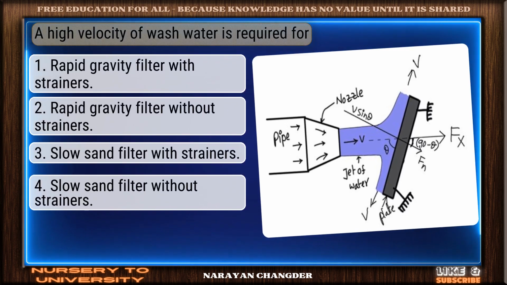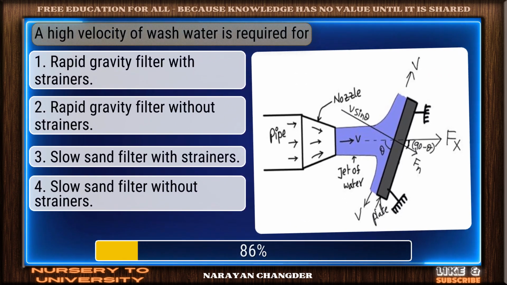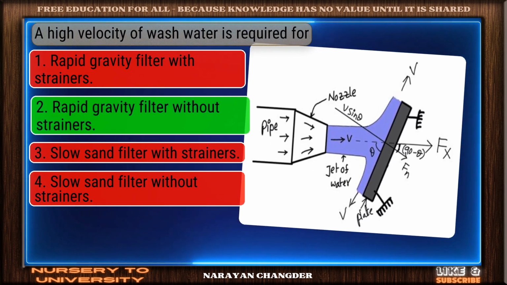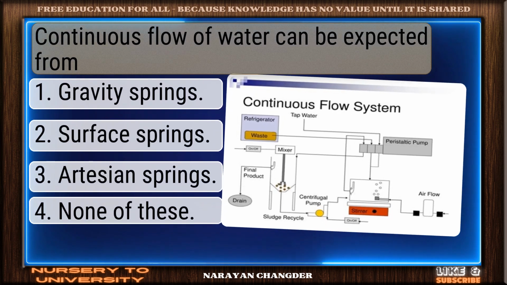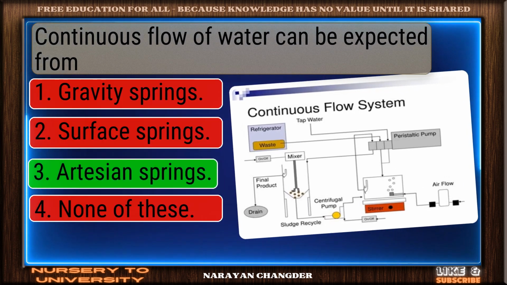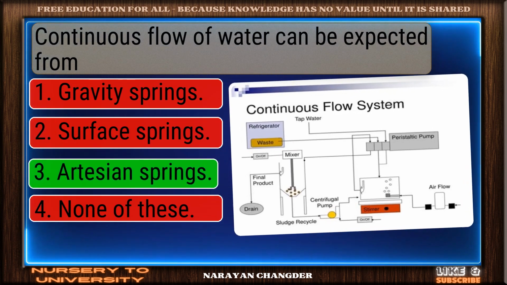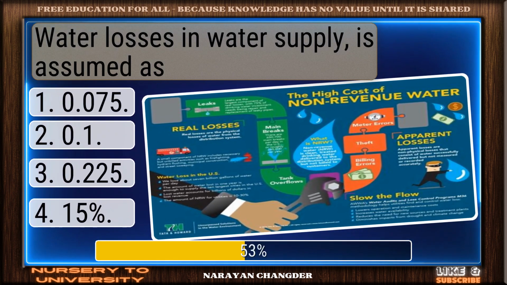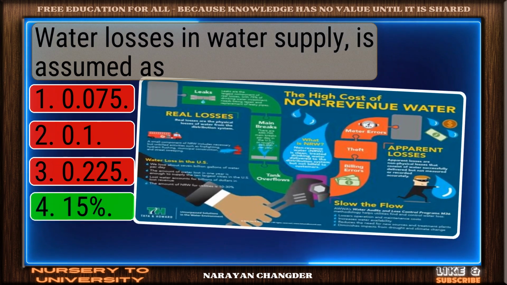A high velocity of wash water is required for... You chose rapid gravity filter without strainers, and it is correct. Continuous flow of water can be expected from... Exactly. Artesian springs make sense, and it is the right choice. Water losses in water supply is assumed as... Perfect. 15% is the correct choice.